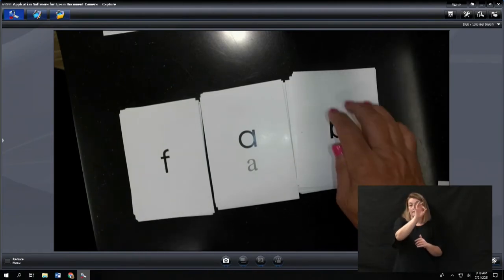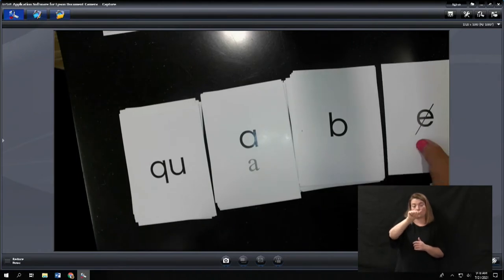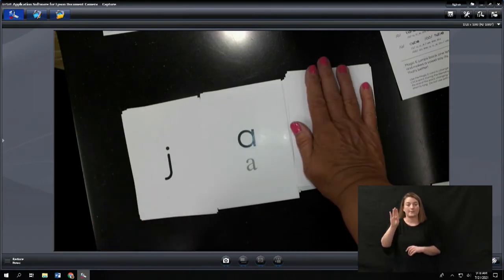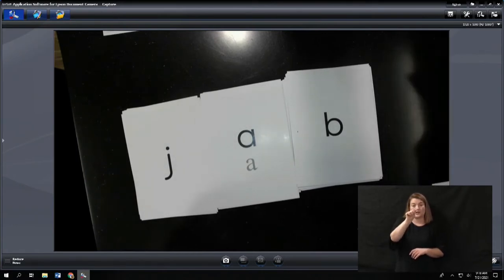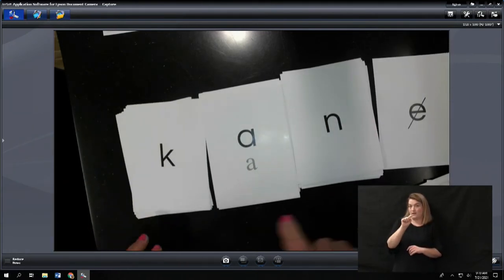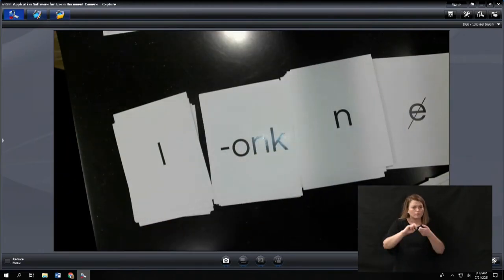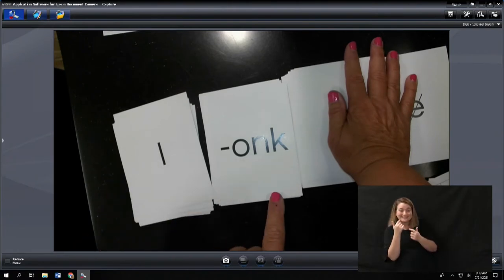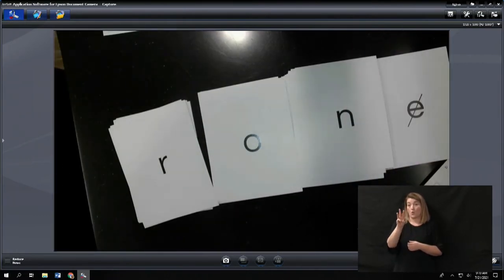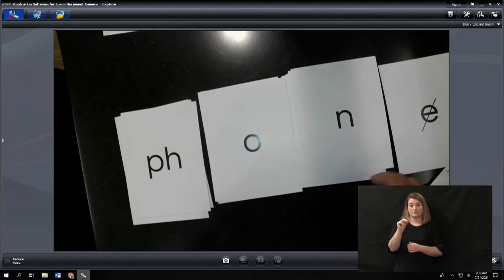What does this say? Fab. What does this say? Fabe. Quab. Oops. I don't know. Jab. Jane. Lane. Okay, what's the problem here? We can't do this. So you make sure you cover everything, and this says long. Wrong. Row. Roan. Ron. Fawn. Ooh. Phone. Real word, yay!